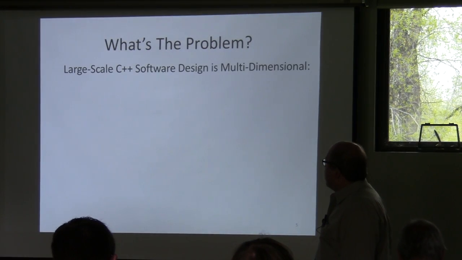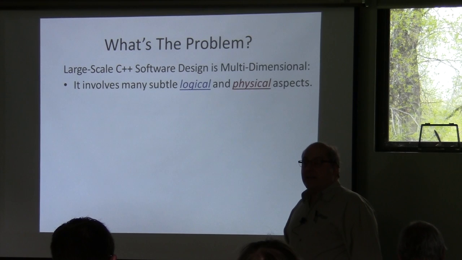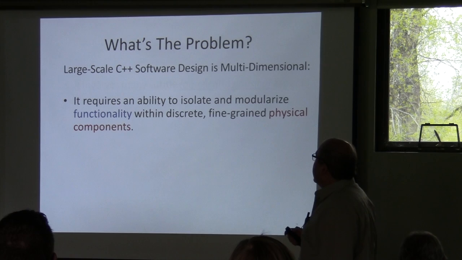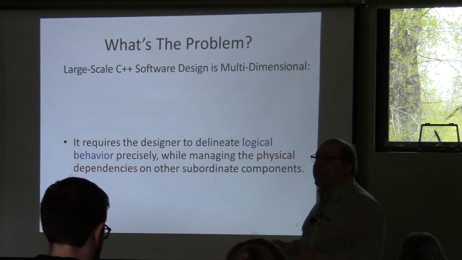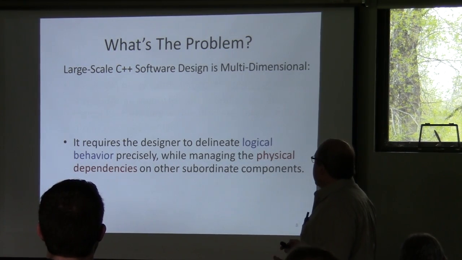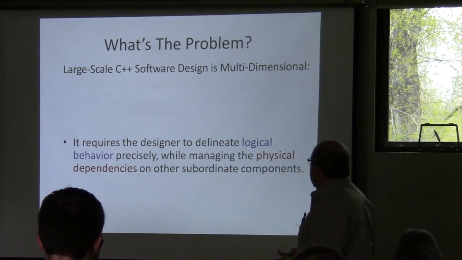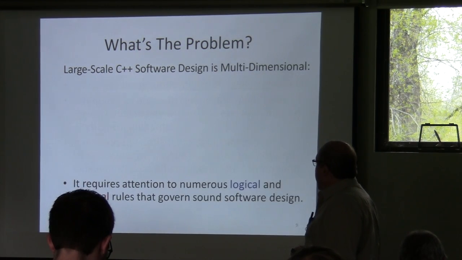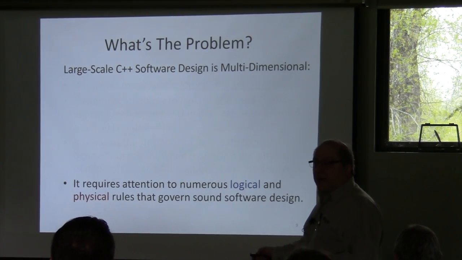All right, so what's the problem? Large-scale C++ software design is multidimensional. It involves logical and physical design. Physical design is something that I talk about a lot in the book, and something that's very near and dear to my heart. We need to be able to isolate modular functionality within discrete, fine-grained physical components. We need to be able to delineate in English logical behavior precisely, while managing to keep the physical dependencies among these subordinate components acyclic, which is really the purpose of this talk, and in fact keep them under control. And there are a lot of rules that govern logical and physical software design, and we're going to talk about a lot of those rules today.